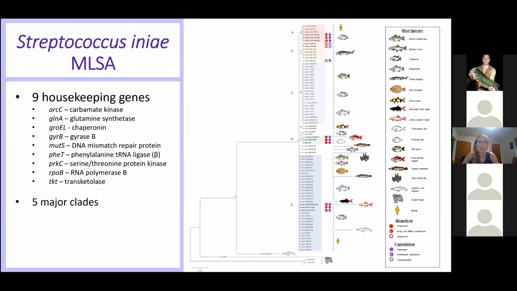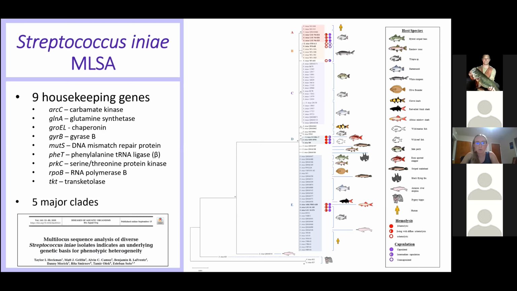So for iniae, we developed one with 9 different housekeeping genes listed there, and it resulted in a tree that gave us 5 different clades with 3 or more species, so A, B, C, D, and E, and those related back to some trends in phenotype, so the amount of capsule these different strains produced, and how hemolytic they were on sheep's blood agar.